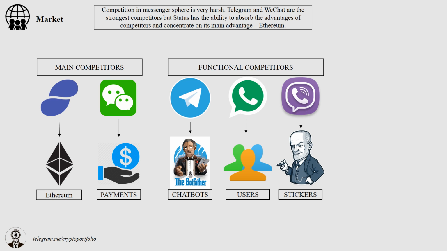Then we have so-called functional competitors, which have the advantages the Status team has to adopt. First of all, the chatbot system of Telegram, the user base of WhatsApp, and the stickers market from Viber. The competition will be harsh, but Status has what no other players on the market have. It is Ethereum. This is the killer feature.